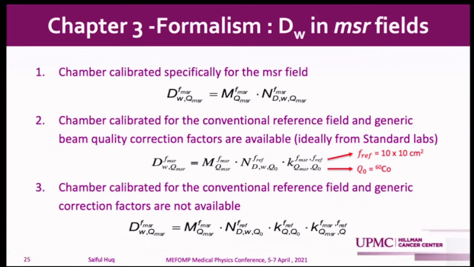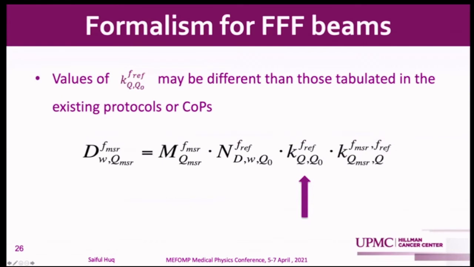And the code of practice gives a method, and I'll talk about that a little later, on how to determine this hypothetical beam quality Q. When it comes to flattening filter free beams, the formalism is essentially identical. However, the complication arises because this value of KQ-Q0 FREF that we have, say in TRS 398, is for beams that are flat. But the code of practice provides tabulated data and breaks this KQ-Q0 into different components so that it takes into account the flattening filter free beams.